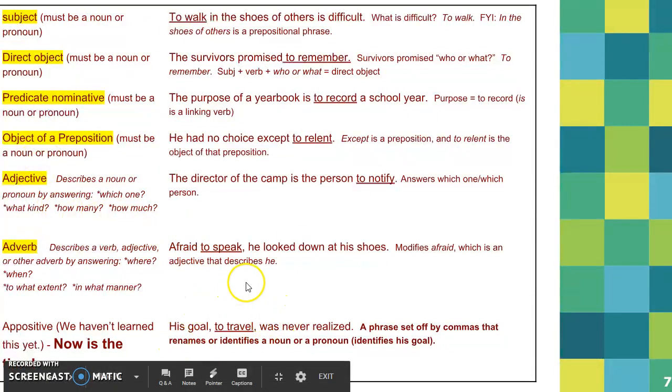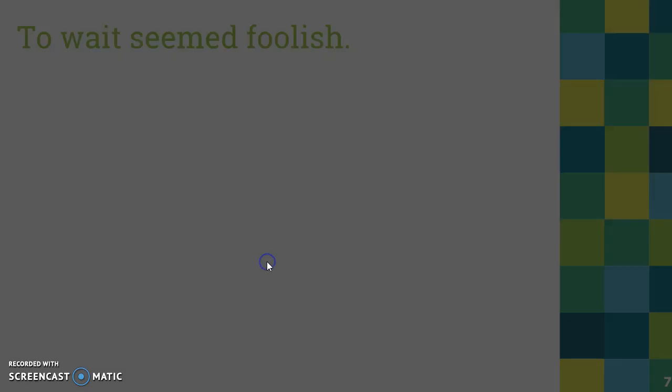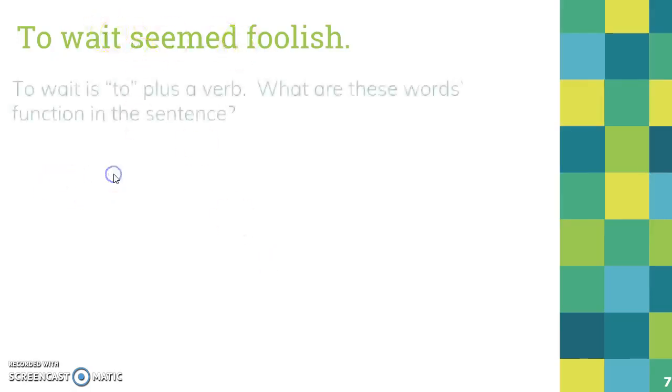All right, so let's do some practice. Here is your sentence. We only have one example of infinitives today. It says, to wait seemed foolish. So, to wait seemed foolish. Let's go through our steps. It says to wait is to plus a verb. So what are these words' functions in the sentence?